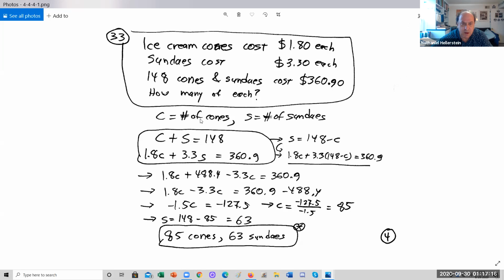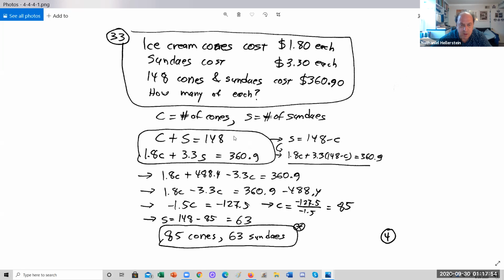All right, so let C be the number of cones. S is the number of sundaes. There are 148 of these treats in total. That means that C plus S equals 148. Now the price of the cone is $1.80 each. Since there are C cones, they add up to 1.80 C. The sundaes cost $3.30 each, times S sundaes is 3.3 S. 1.8 C plus 3.3 S equals the total cost of 360.9. I guess I've been dropping the last zeros at the end. Never mind. So here's a 2x2 system.